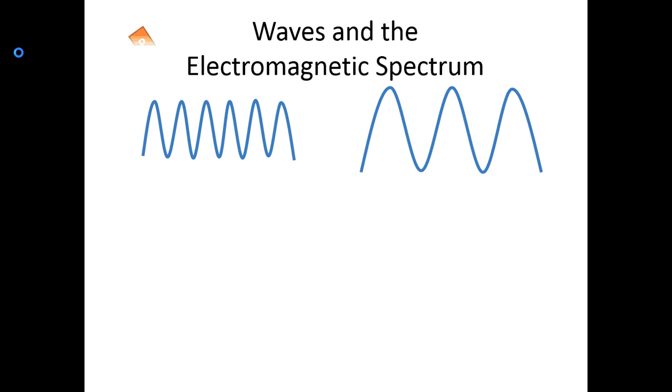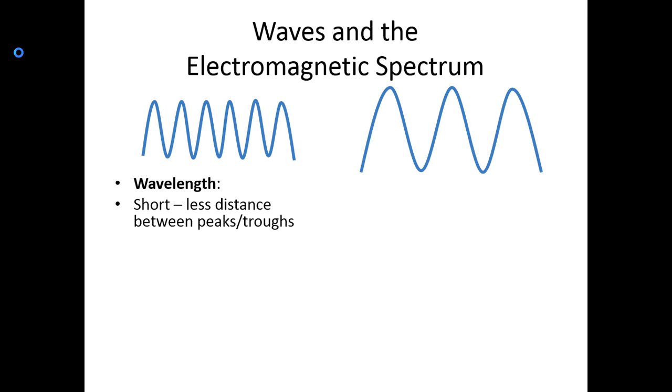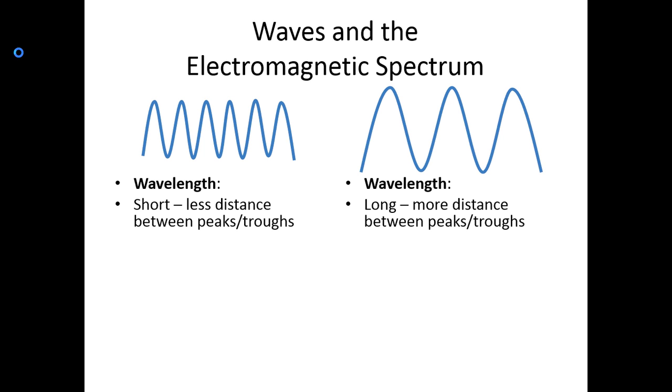We have a bunch of different features here. We have peaks and troughs, so if you could please label those on your diagrams. Okay, we also have some definitions here, and we're going to look at the wavelengths and some other features of these waves. So first of all, this first wave has a shorter wavelength because there's less distance between the peaks and the troughs, whereas the one on the right has a longer wavelength. There's more distance between each peak and trough.